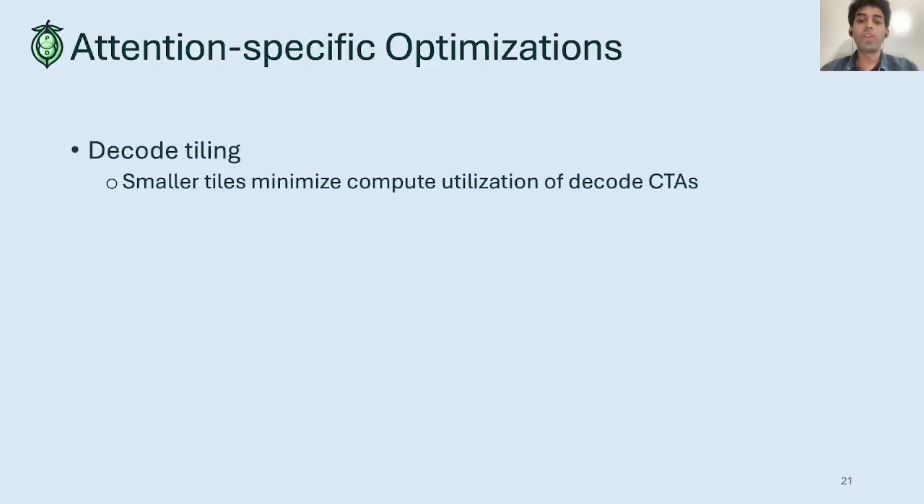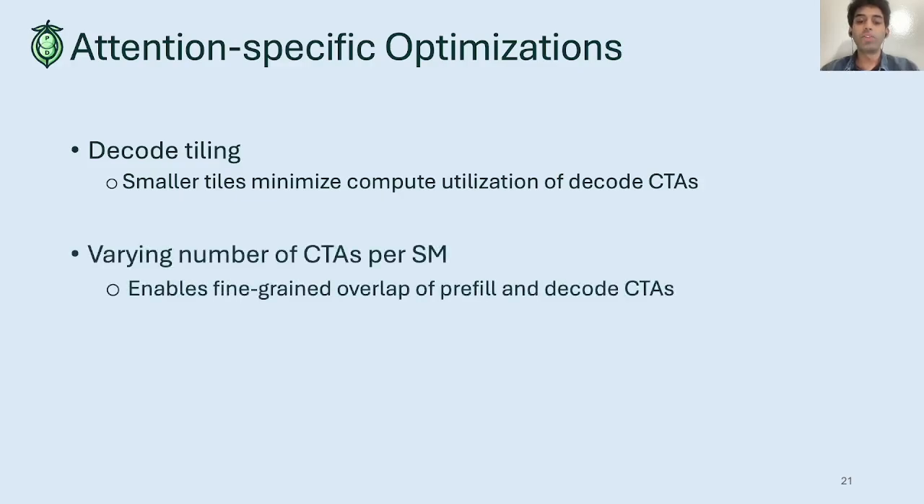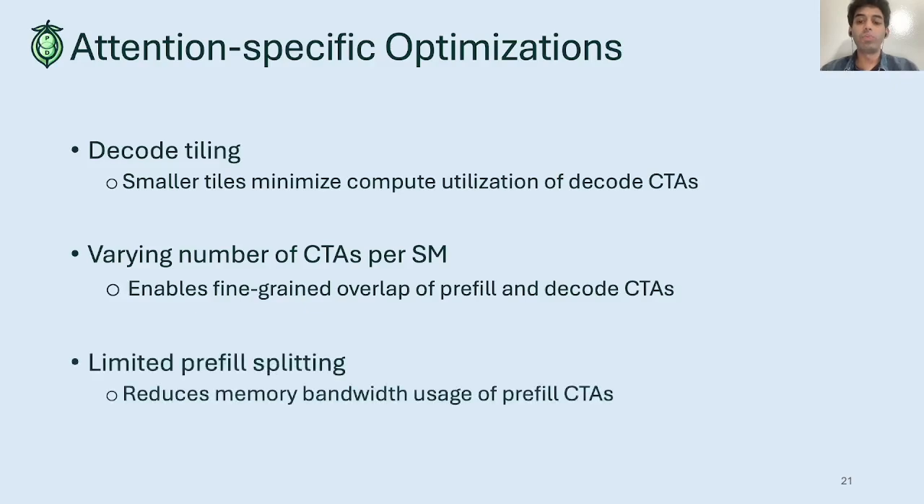Our paper covers various optimizations that we perform to minimize interference between prefill and decode. For example, we use smaller decode tiles to minimize decode CTA compute utilization. We vary the number of CTAs per SM to allow more fine-grained overlap, and we reduce prefill splitting, which reduces the bandwidth pressure caused by prefill CTAs.